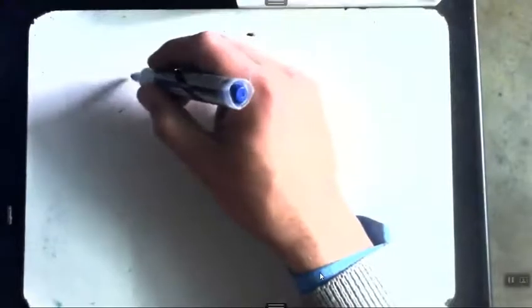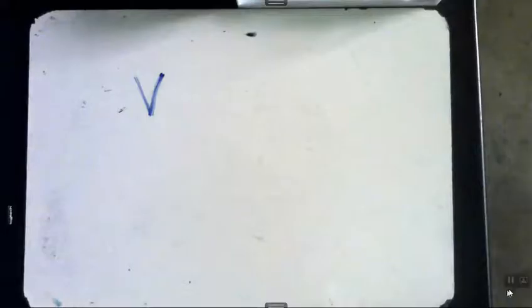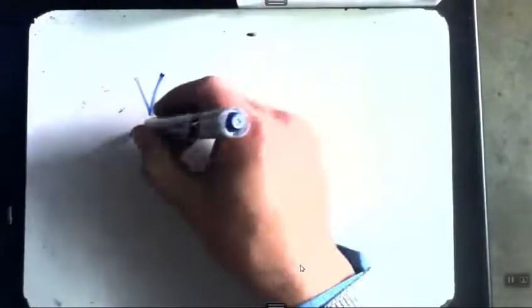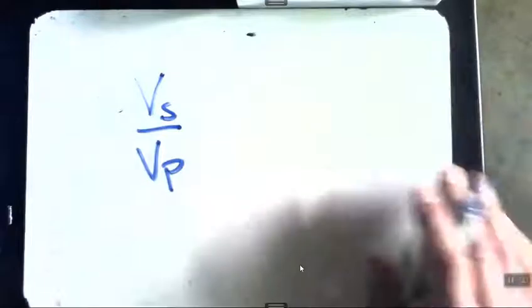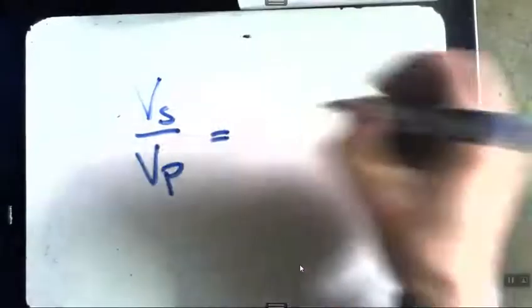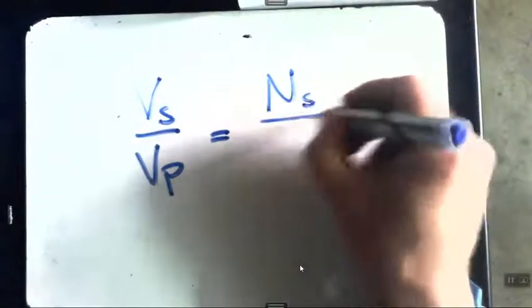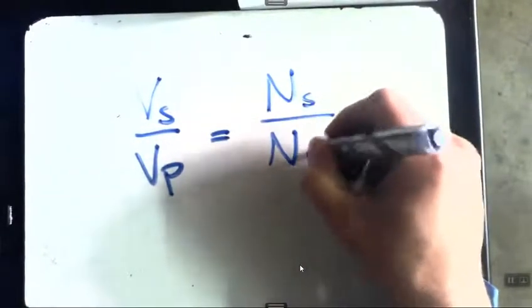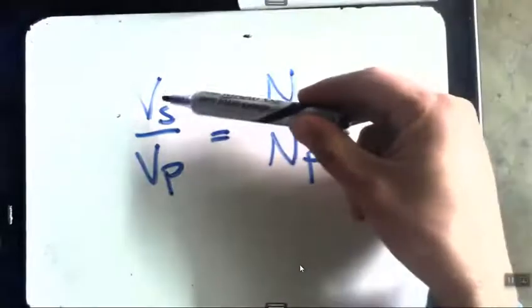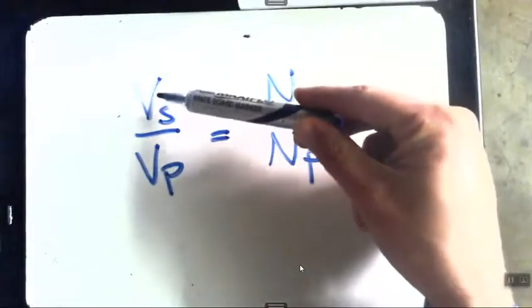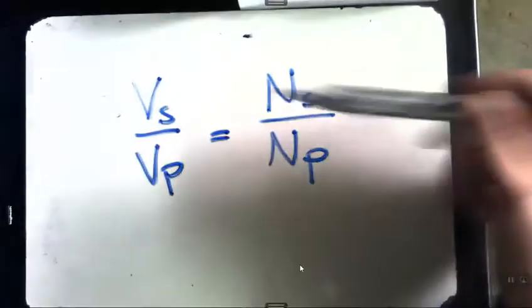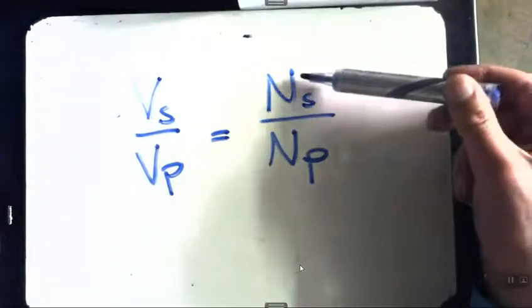Since we have done this chapter before, we're just going to look at the formulas. Where we'd say the voltage of the secondary over the voltage of the primary is equal to, and we use capital N for the number of coils in the secondary over the number of coils in the primary.